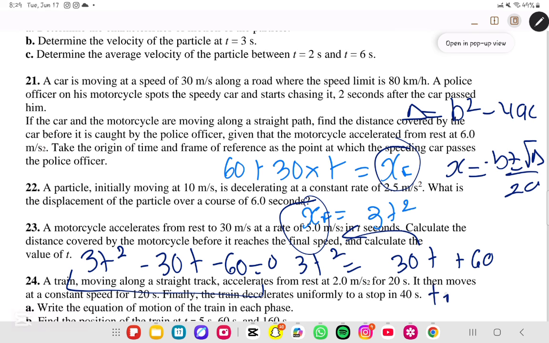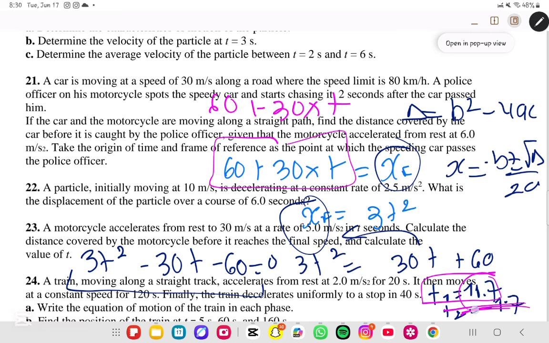One answer, so t1 is equal to 11.7, and t2 is equal to minus 1.7. So which one will we take? First of all, can time be negative? No. So you'll get rid of this and you will take this. Now they want the distance covered by the car. So you'll go back to the distance covered by the car, which is 60 plus 30 times the time. We have the time, which is 11.7.